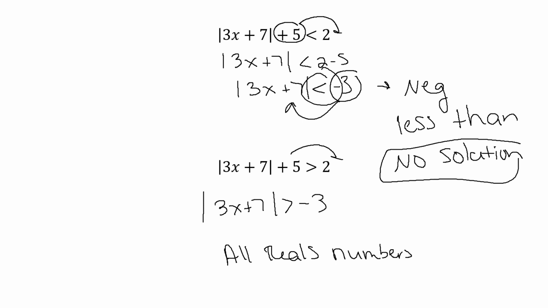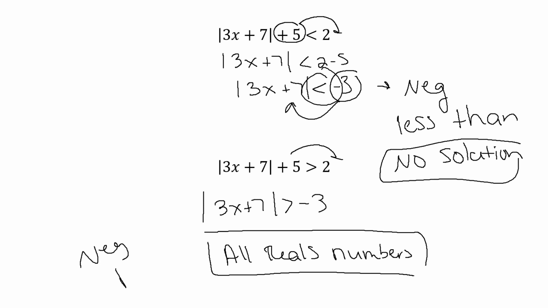Now, that may not make a whole lot of sense. I'll be honest, it doesn't always make a lot of sense to my brain. Because the absolute value of all real numbers is positive. Therefore, they're greater than any negative number. Okay, just know, if it is a negative less than, it's no solution. If it is a negative greater than, the answer is all real numbers.